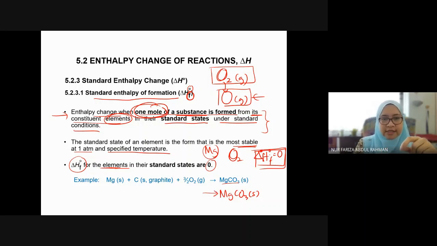Okay, next, dia punya reactant. Reactant dia cakap it should be from the constituent elements. Okay, maksudnya bukanlah macam HCl ke, bukan CH4 ke, tak boleh. Those are not considered as element. Okay, alright, so macam mana kita nak check element dia? Okay, cuba tengok substance tu. Dia ada apa? Dia ada magnesium. That means we should have magnesium. Okay, so magnesium supposedly the standard state is in solid state.